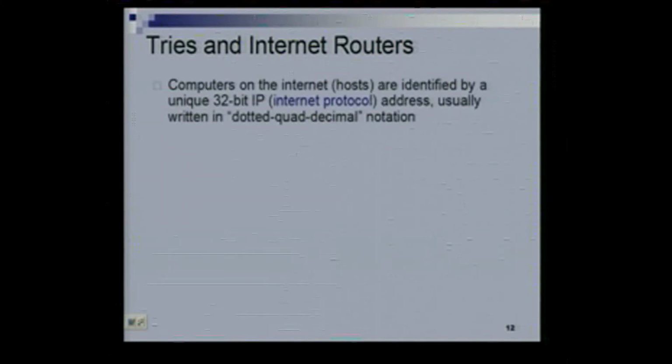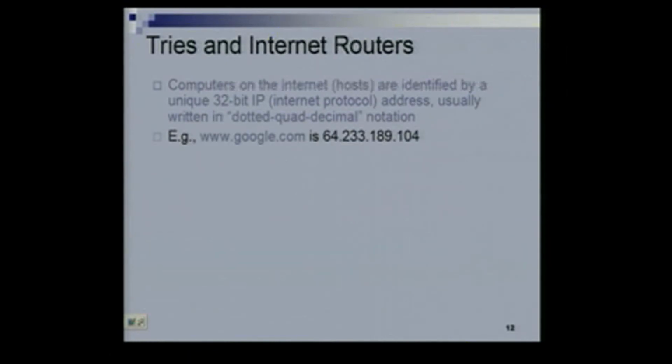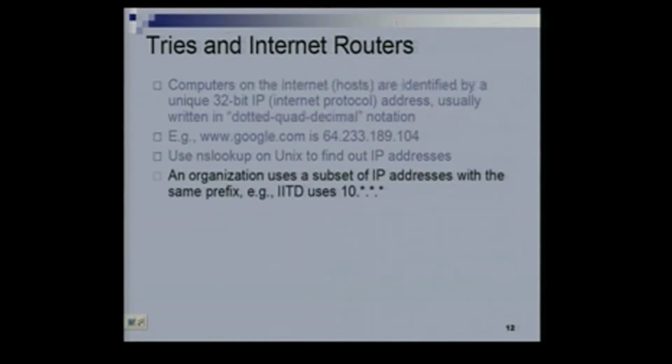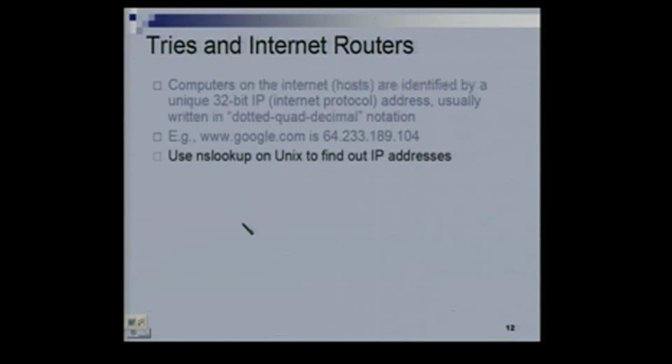Okay. Now you are all perhaps familiar that each node, each computer on the internet has an internet address, an IP address in internet protocol. It's a 32-bit number, right? And it's written in this kind of a notation. So google.com, I just checked, is something like this, right? Now what happens at a router? There's a utility called NSLOOKUP in Unix to find out the IP address of any node that you want to.